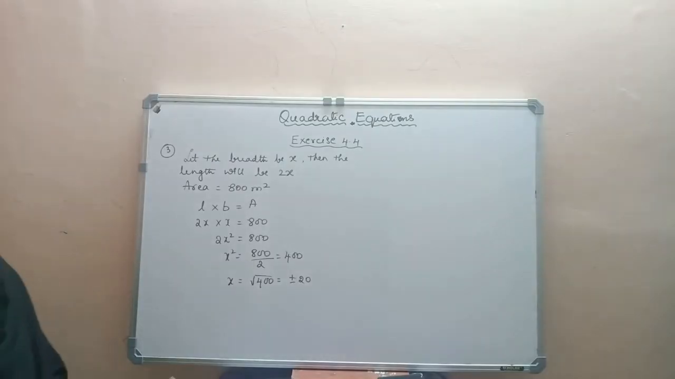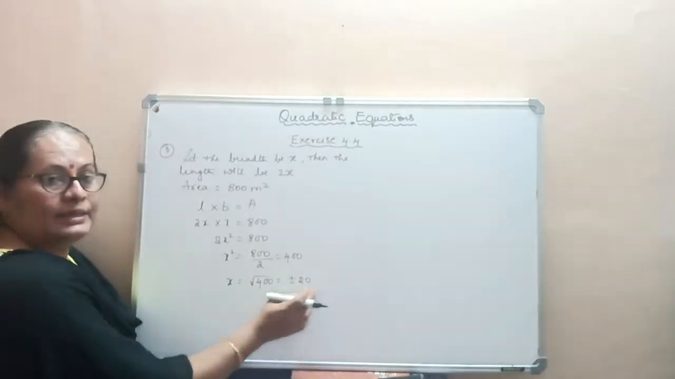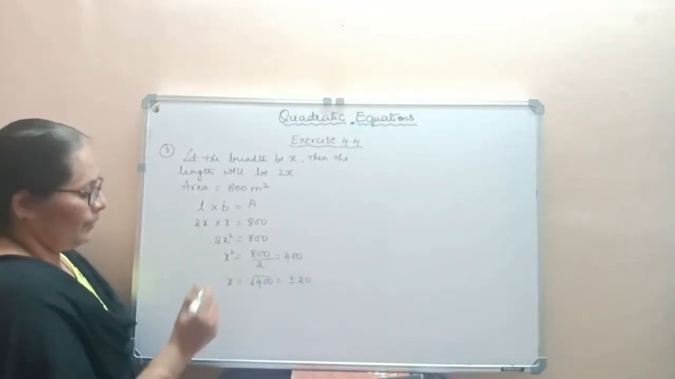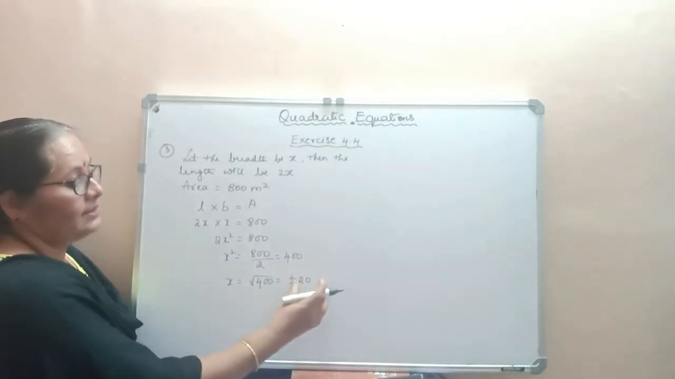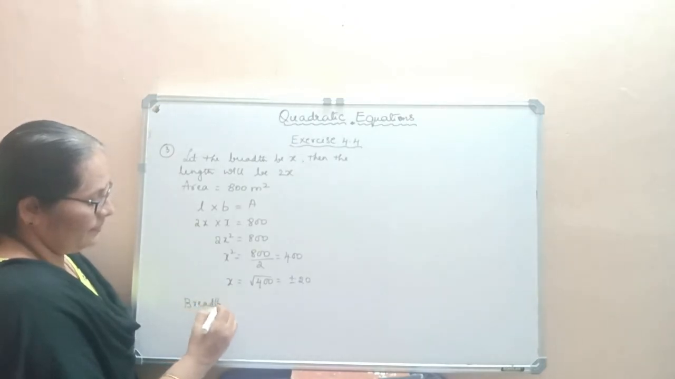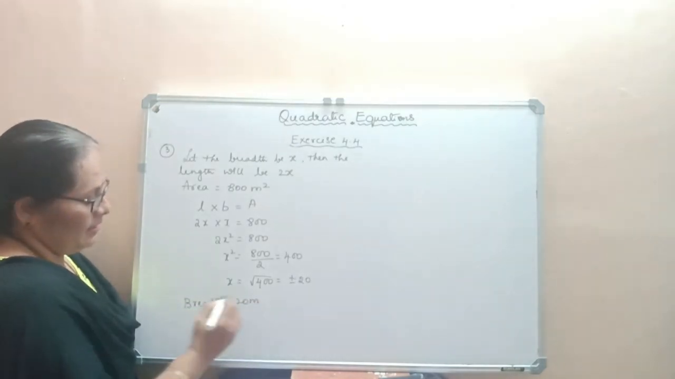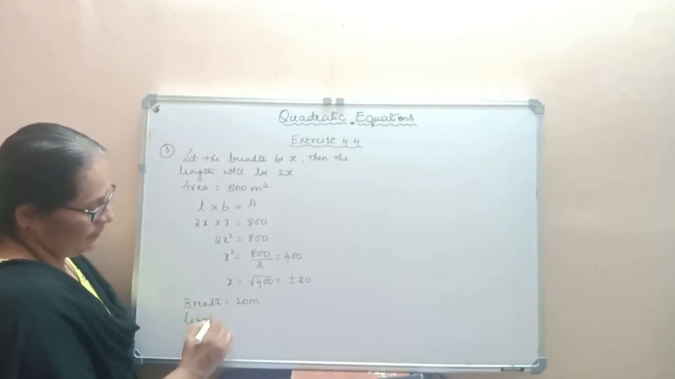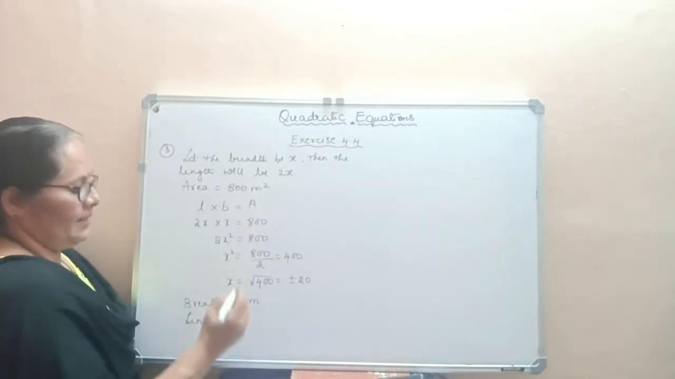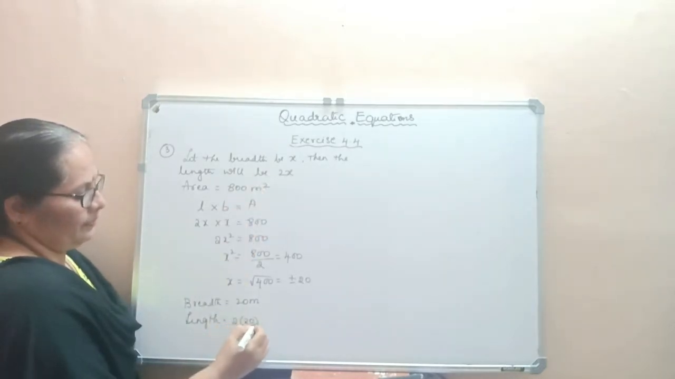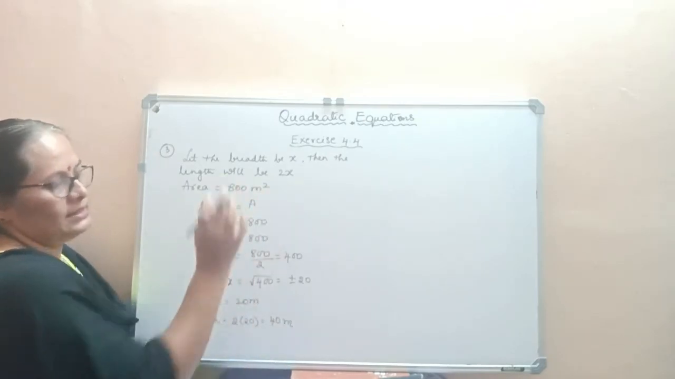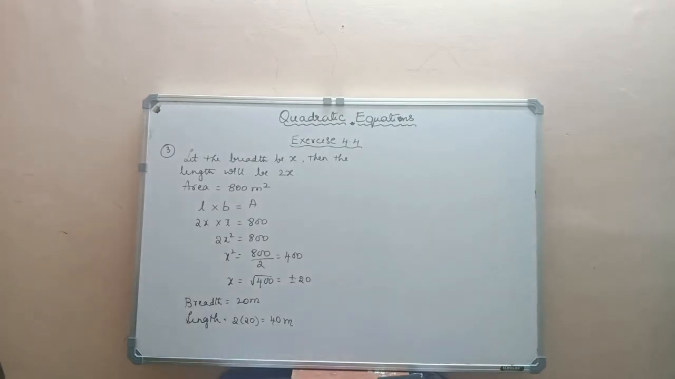So the breadth is 20. I can't take minus 20 because a negative dimension is not possible, so you have to reject this negative value. So the breadth is 20 meters. Then the length is twice the breadth, 2 into 20, that is 40 meters. You can cross check: 40 into 20 is 800 meters square.